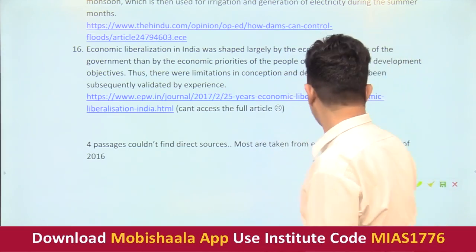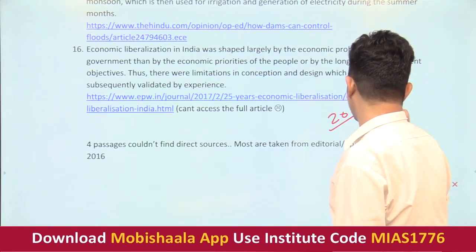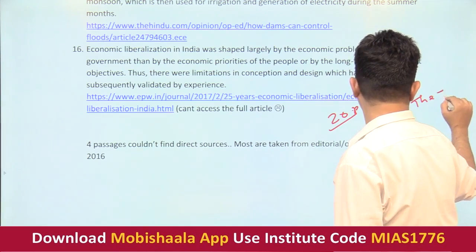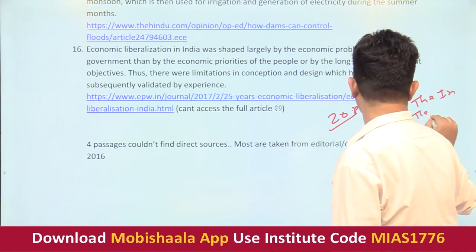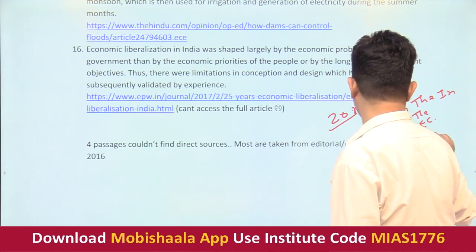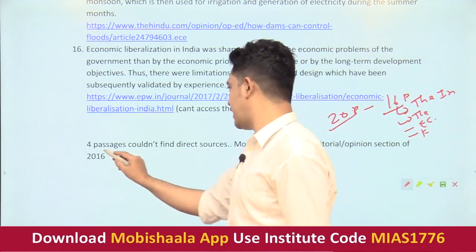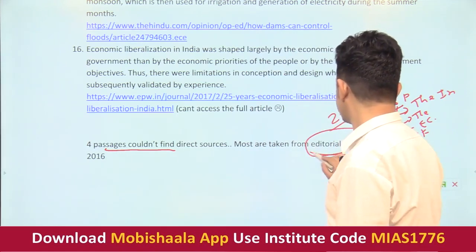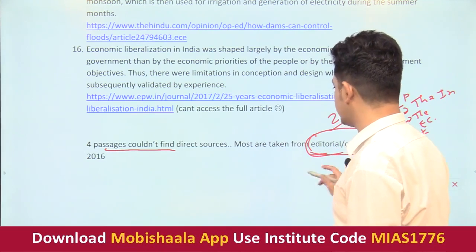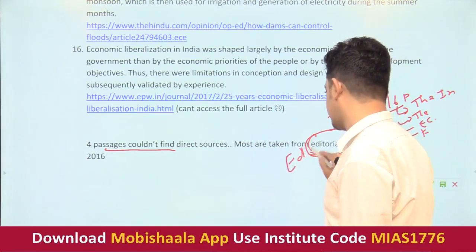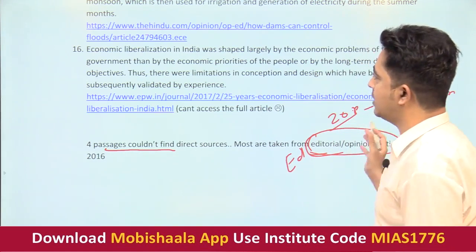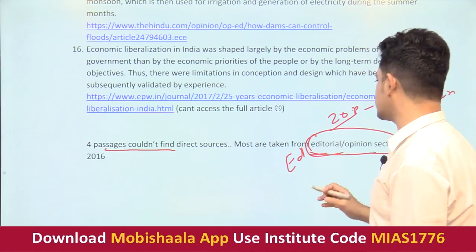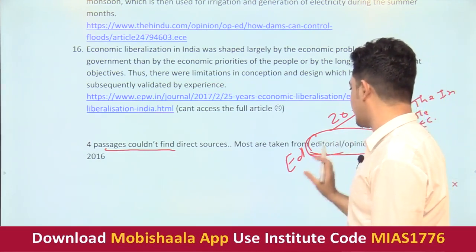So out of the 20 passages, most are from the Indian Express, The Hindu, the Economic Times and the Financial Express, while four passages have no direct source, and most are taken from editorial opinion sections. So be aware: sometimes the editorial opinion is not so important from the perspective of mains and prelims, but you have to be very familiar with that kind of passage and read it, so that you know how passages are asked in the exam.